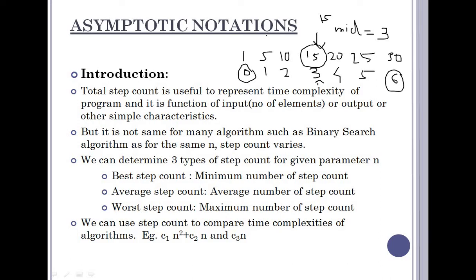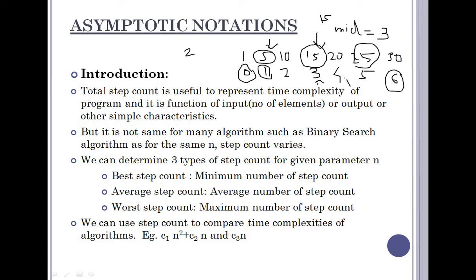Suppose that I want to find the element 5. So 0 plus 3 divided by 2 is 1. So I will go to location 1 and I will find 5. So with two comparisons, I will get 5. Suppose I want to find 25.